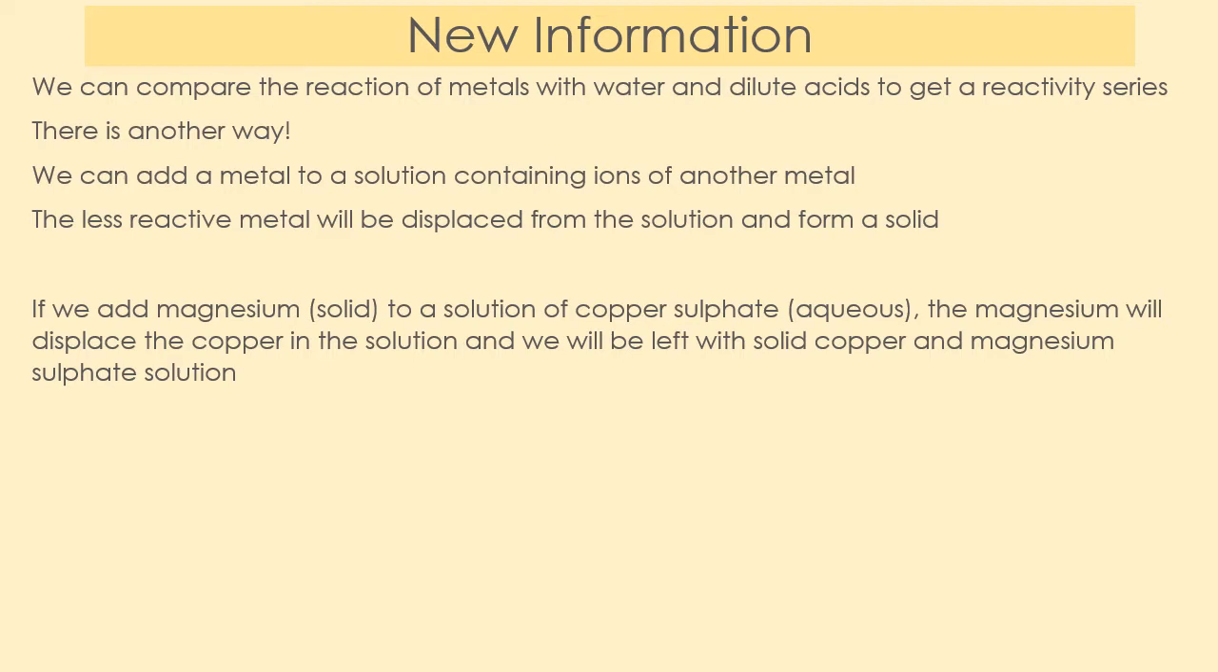I've got a picture. So we're going to take magnesium. Magnesium is a metal and it is solid at the moment. And we're going to add it to a solution of copper sulfate, which is an aqueous solution. The copper sulfate is an ionic compound, and the magnesium will displace the copper in the solution. We'll be left with solid copper and magnesium sulfate. It does that because magnesium is more reactive.